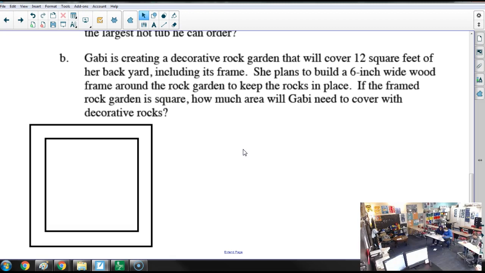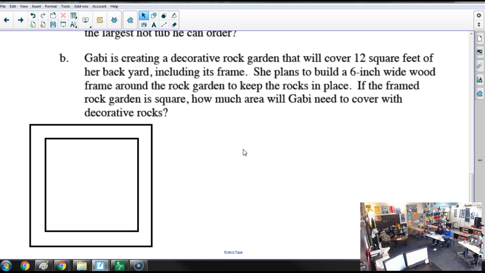So guys, rock garden, right? If you've never seen like a Chinese Zen garden or anything, we're not talking huge. We're talking this space. She's got a little area in her backyard. It's 12 square feet. We aren't given the dimensions right now because this one's harder.